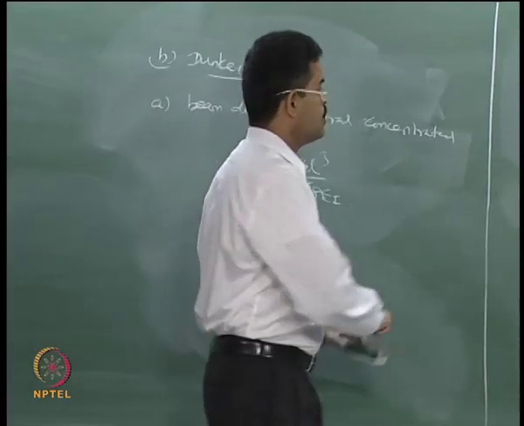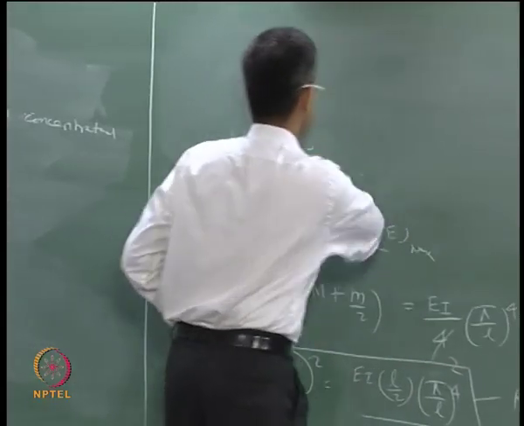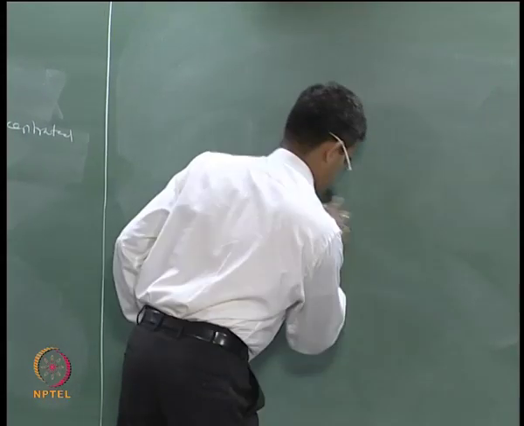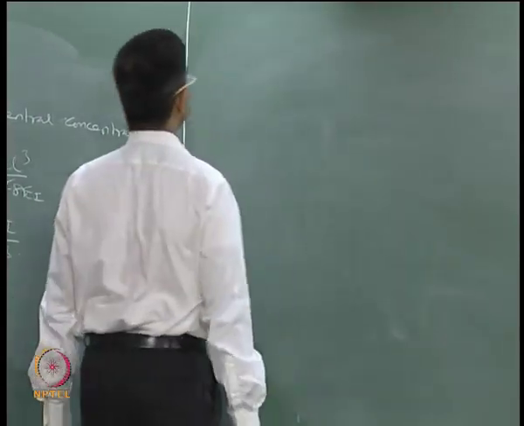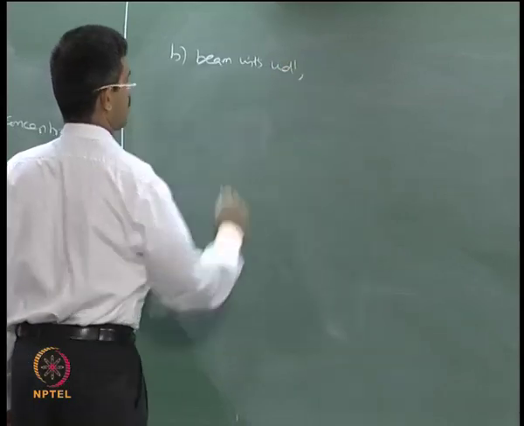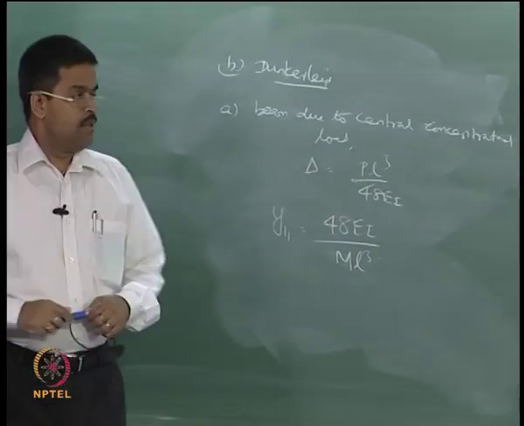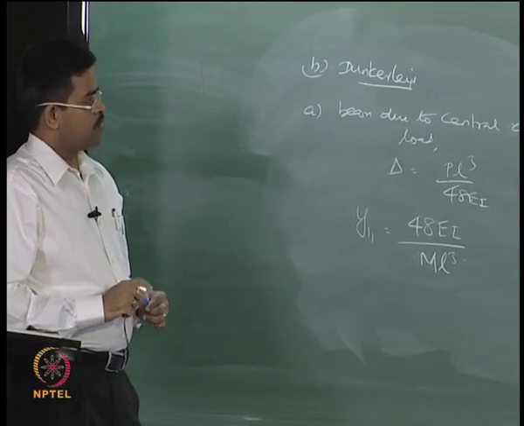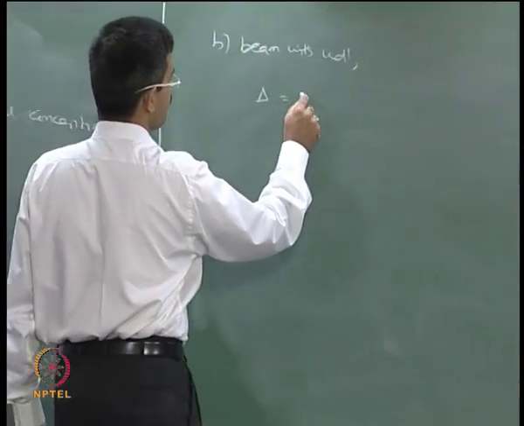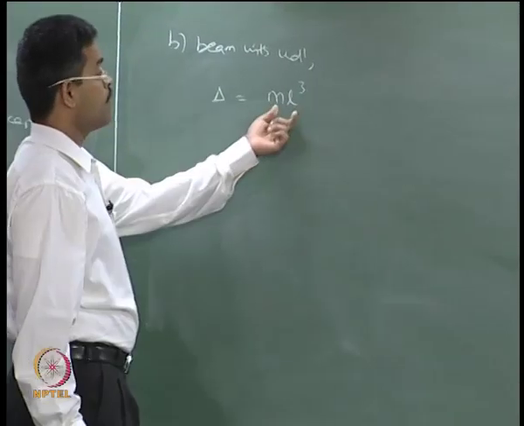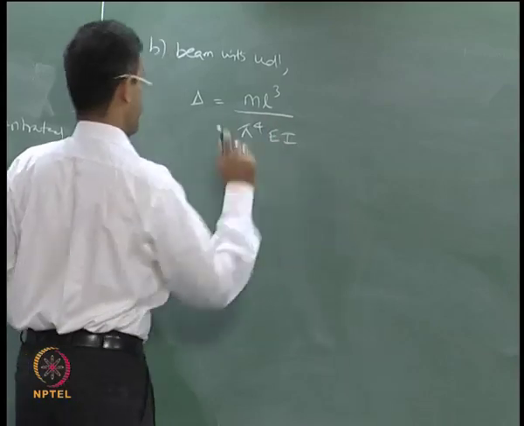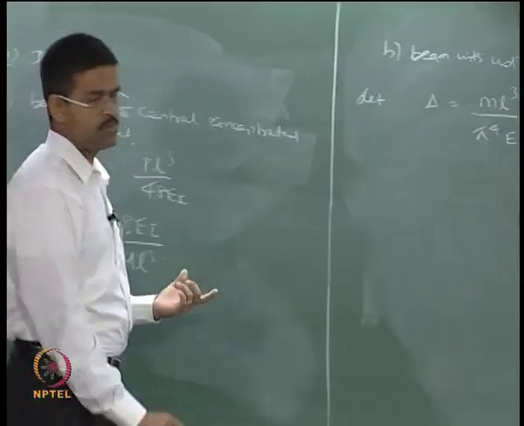Similarly, for a beam with UDL under self weight, we already know deflection is given by 5 WL power 4 by 384 EI, but here I will use deflection as mL cube. Instead of L power 4, this m is already mL, divided by pi power 4 EI. It is an approximate function actually, we do not know the value.